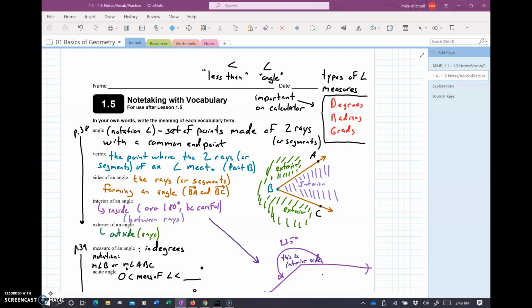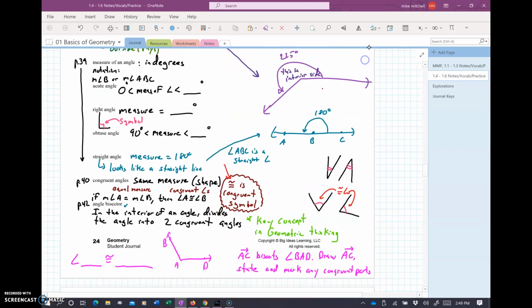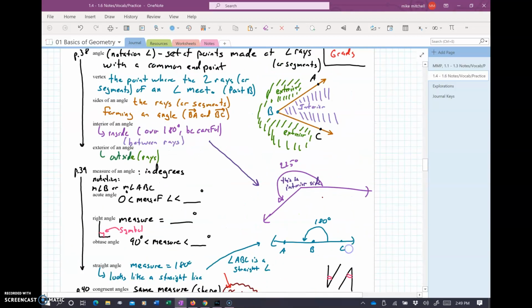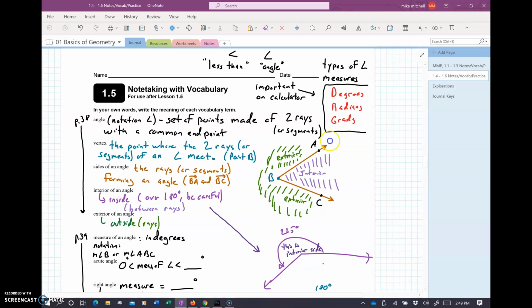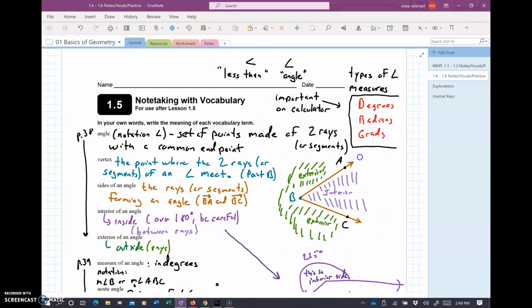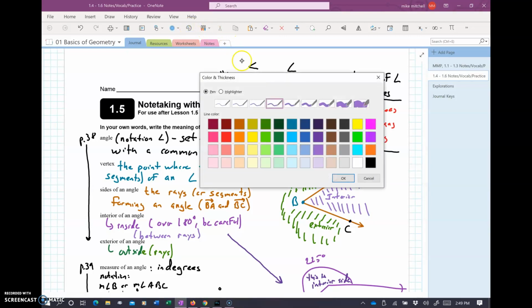Aloha, friends. We're here with 1.5 in your journal. This is page 24, 25, 26. Vocab, notes, and practice. Okay, a lot of stuff in here, a lot of vocab here. Continuing the vocab theme early in this class.